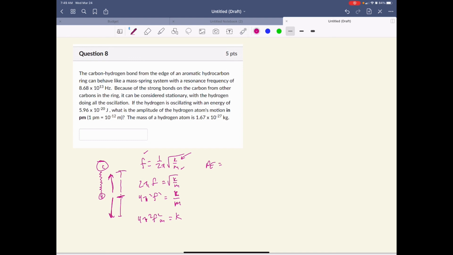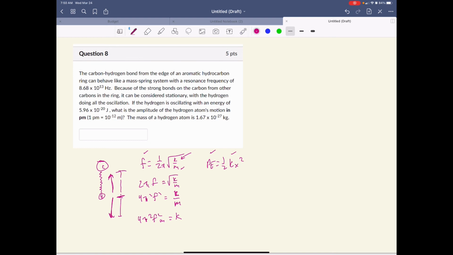The potential energy of a spring is 1/2 kx squared, where x is the displacement, right? Whoa, that was bigger than I thought it was going to be. Well, I'll just rewrite it. So we actually have a k value now. We are given the potential energy, and we can solve for x.